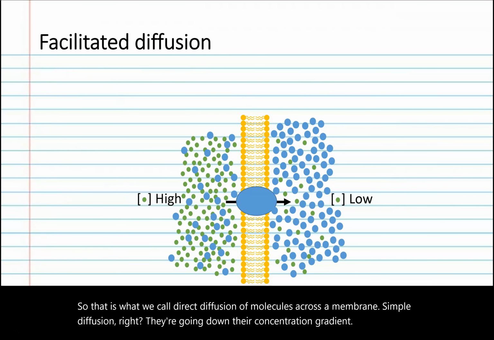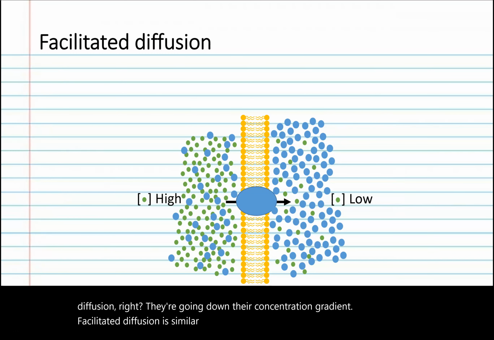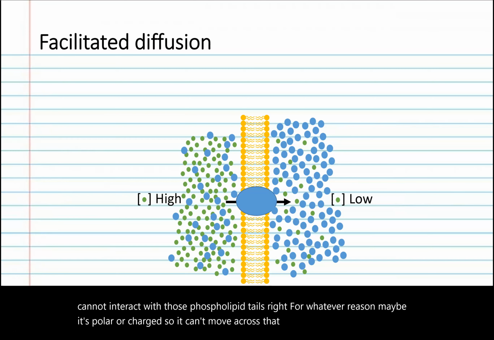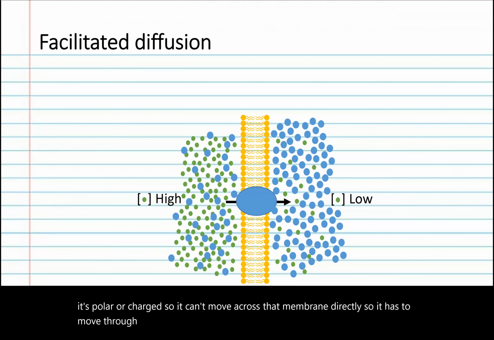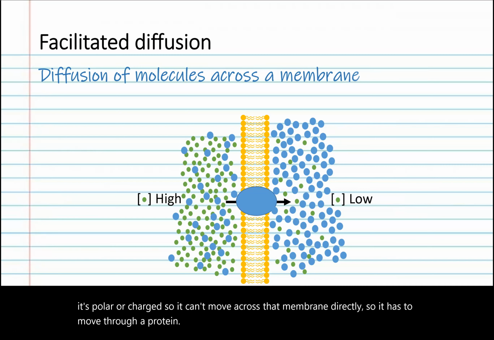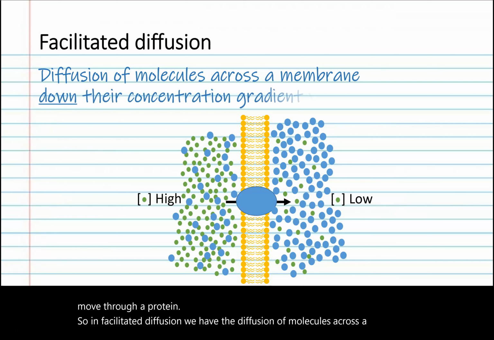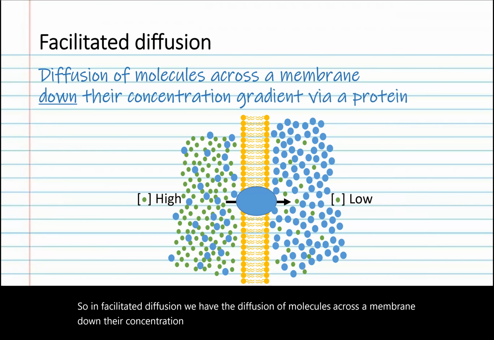Facilitated diffusion is similar, except here the molecule, my green molecule, cannot interact with those phospholipid tails, right? For whatever reason, maybe it's polar or charged. So it can't move across that membrane directly, so it has to move through a protein. So in facilitated diffusion, we have the diffusion of molecules across a membrane down their concentration gradient using a protein, and that protein could be either a channel or a carrier protein.